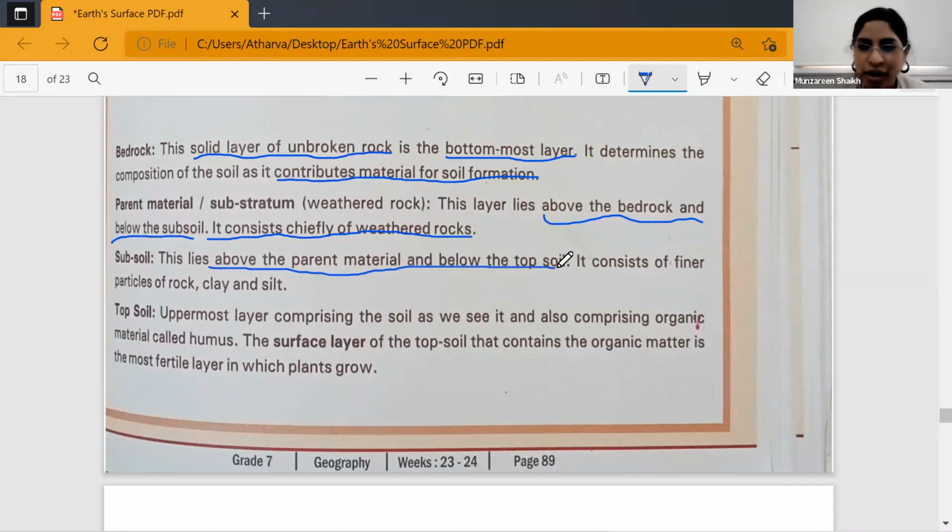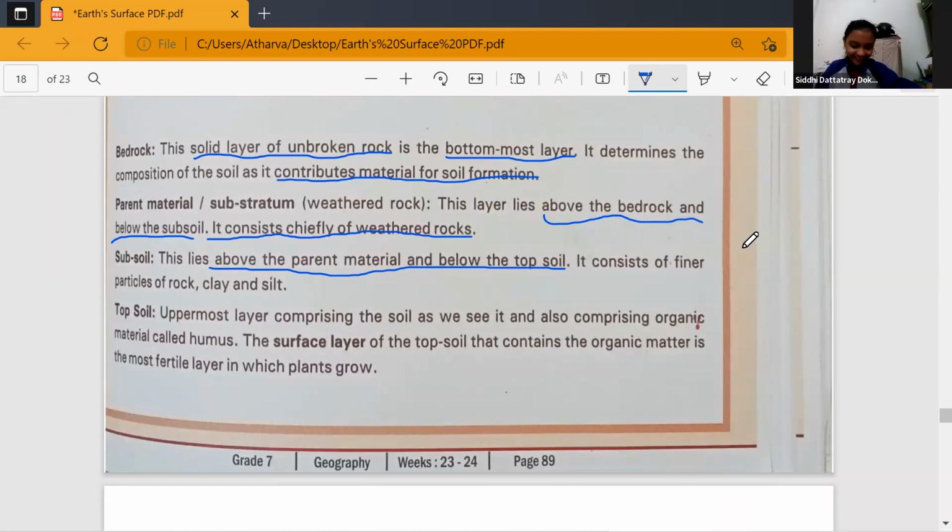So if at all you get a question based upon this in your exam, it is very easy to answer. Even if you remember the diagram and the different layers, you just need to confirm, okay, this layer is above this and below this. Automatically your 1 point is created, right?